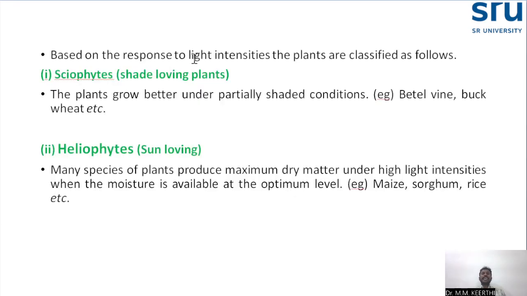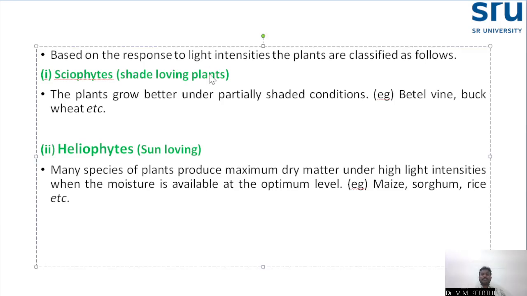Based on the light intensity, we divide plants into two types. One is sciophytes, the shade-loving plants. Another one is heliophytes, the sun-loving plants. Sciophytes are plants that grow better under partial shade condition, that is, plants that grow very well under shade or partial shade conditions. Examples are betel vine and buckwheat. What do heliophytes mean? Plants whose growth is more and which produce maximum dry matter under high light intensity conditions are called heliophytes. Examples are maize, sorghum, and rice. These are all the crops that come under heliophytes.